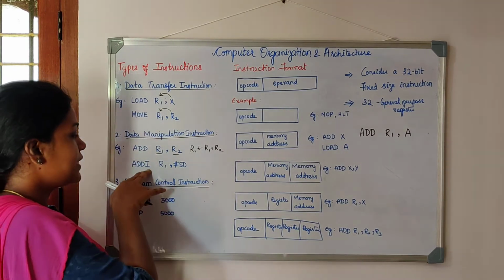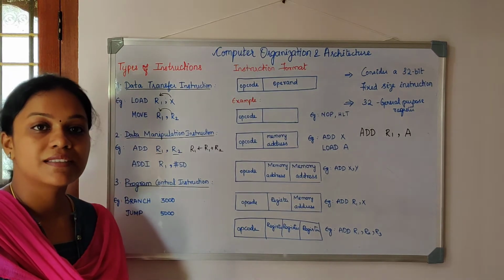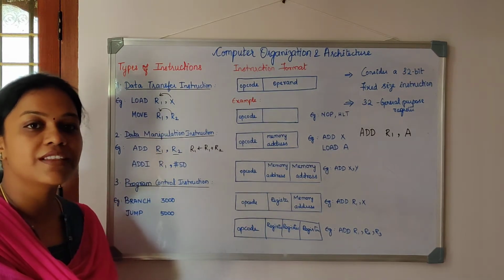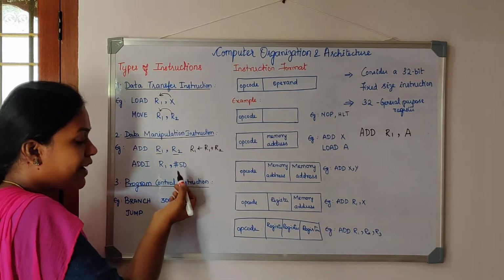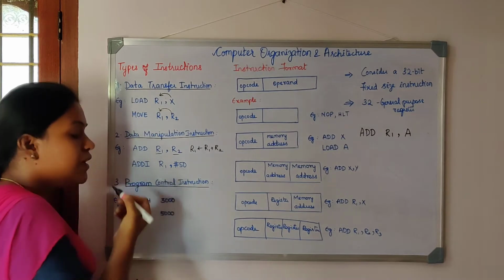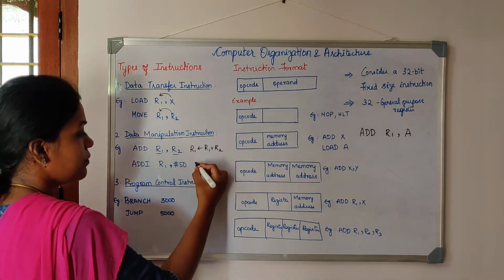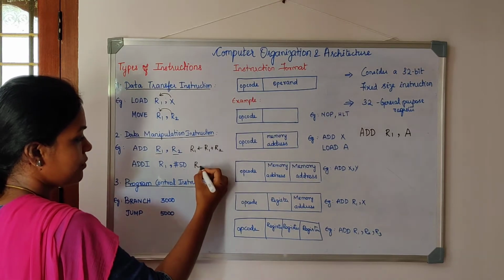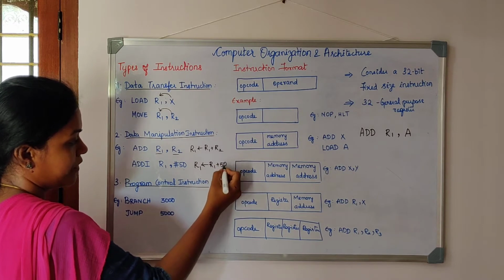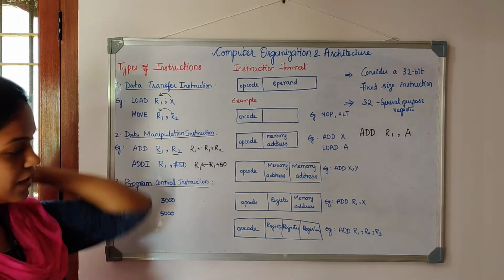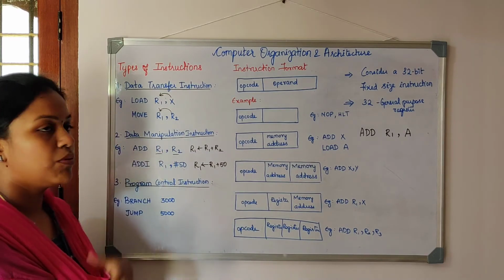The next example is add immediate. Immediate means that you are directly specifying the value to be added in the instruction itself. So 50 is the value that is to be added with the R1 register content. So the actual manipulation performed here is R1 is equal to R1 plus 50. This is what will happen in case of this second instruction.